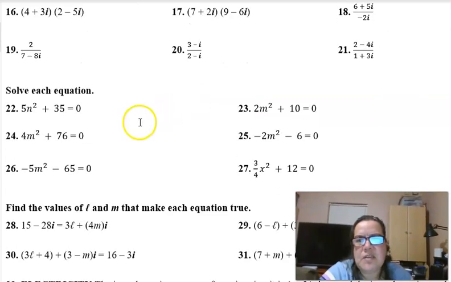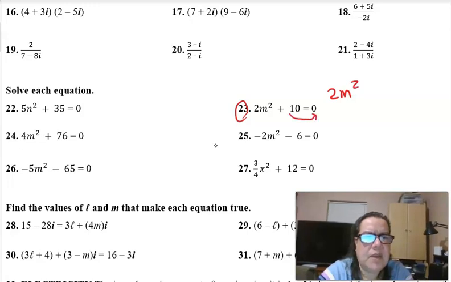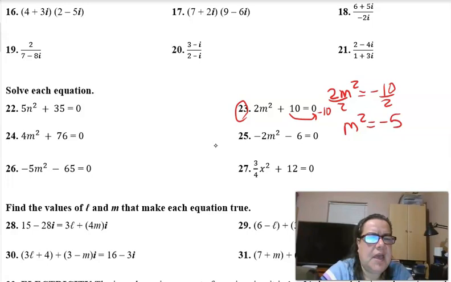And then, of course, they're asking you to solve these. So let me go ahead and maybe do one for you. So something like number 23. If I wanted to solve it, I'm going to write it up here so I can do it for you. I'm going to move the 10 already. So there should just be a minus 10 here, equal to negative 10. And I need to solve for m. So I'm dividing both sides by 2. m squared should equal negative 5. So yay, I'm almost done.